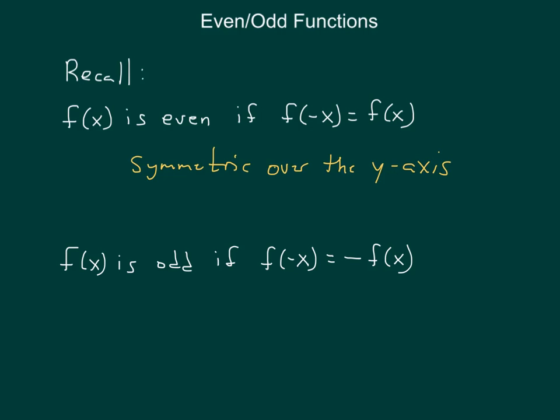If f of x is an odd function, then that means that when I put the opposite of x into function f, I'm going to get the opposite of f of x. And remember, these are symmetric about the origin. Now, our 6 trig functions are going to be classified as either even or odd. So let's take a look at those.